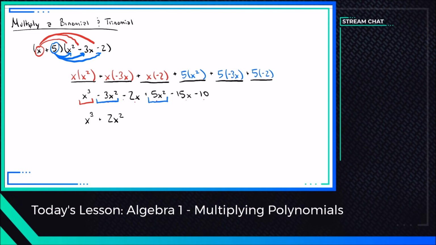All right, then is there any terms with just an x? Well, we got a negative 2x there and a negative 15x there. A negative 2 plus a negative 15 is a negative 17x. And then finally, we just have that negative 10 there at the end. So that's how you would multiply a binomial with a trinomial.